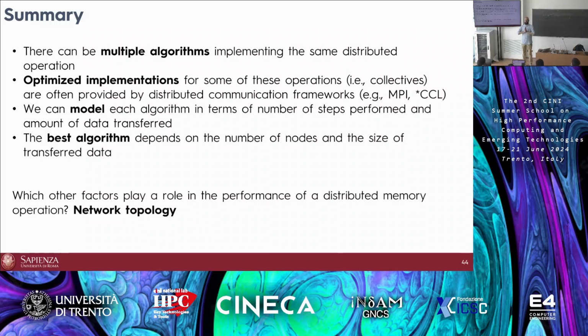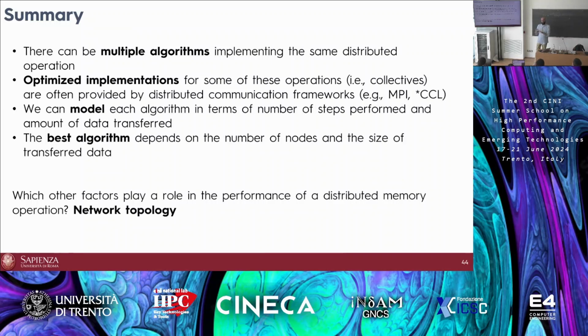But usually, the best algorithm also depends on how your nodes are connected, in the sense that the way in which the nodes communicate determines how many bytes go over each link over the network. And this has an impact. It's not easy to model. It's not easy to understand. I just want to mention that that's just part of the story.